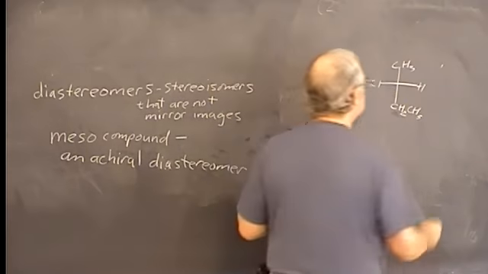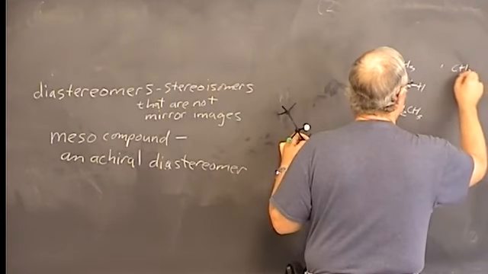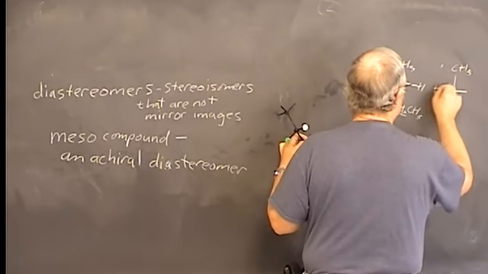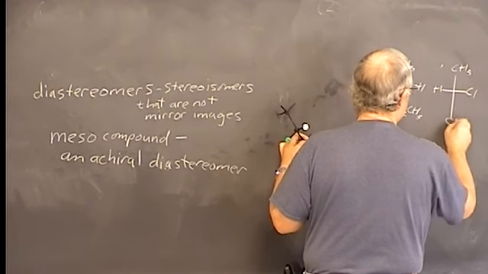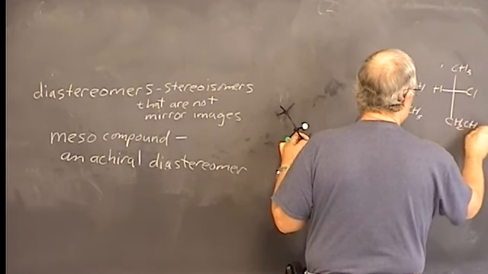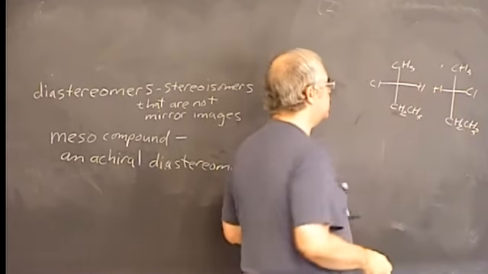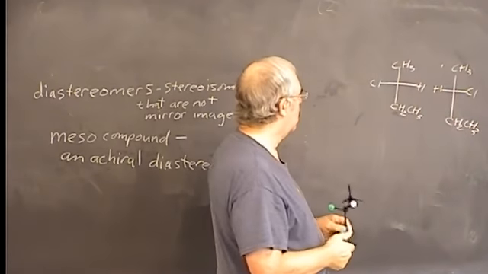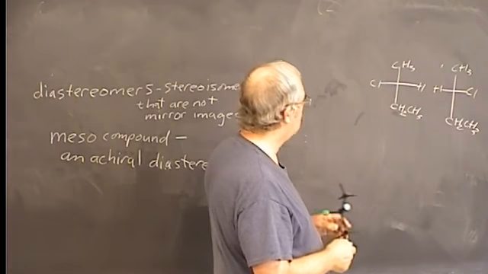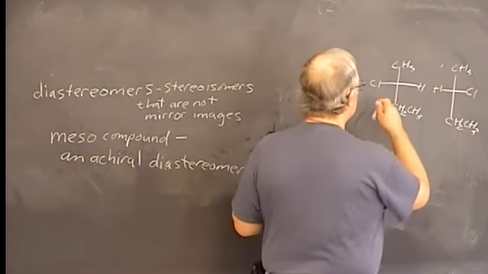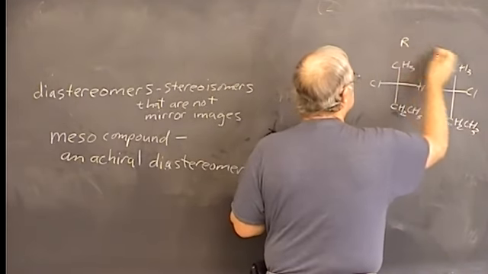Okay, and then the enantiomer would be like this. Switch these two groups. Okay, so this would be the R, and this would be the S.